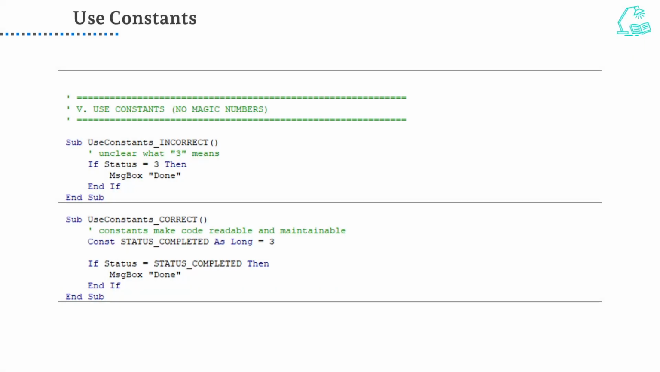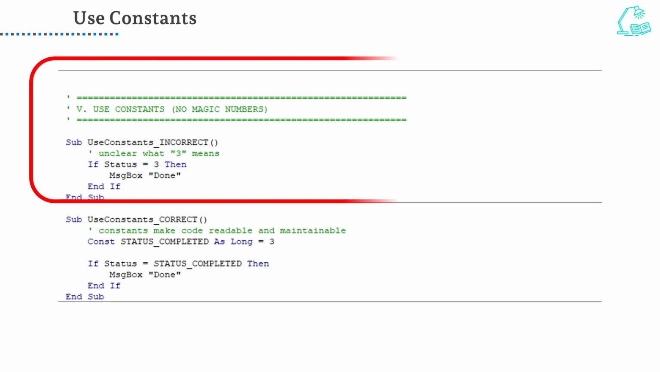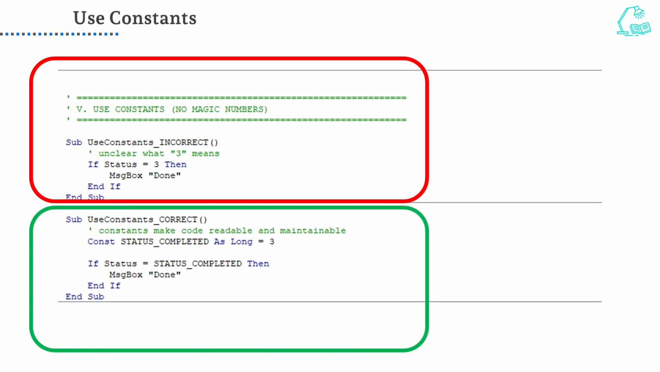Use constants. In the incorrect example, the number 3 appears directly in the condition without any explanation. It is impossible to guess what this number means. In the correct version, 3 is replaced by the constant status schedule. This immediately makes the code clearer and ensures that any changes can be made in one central place.